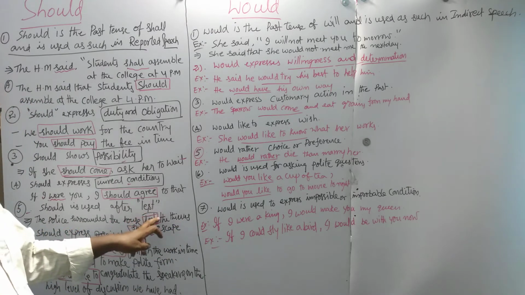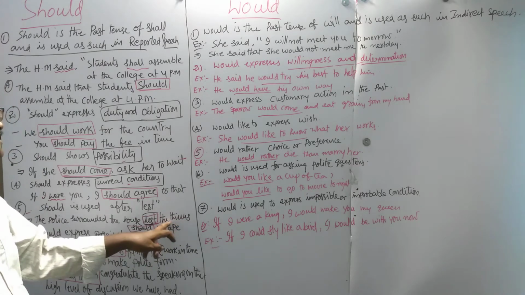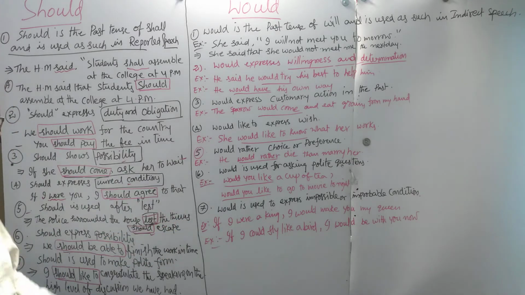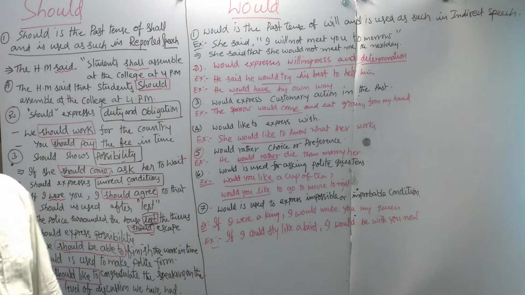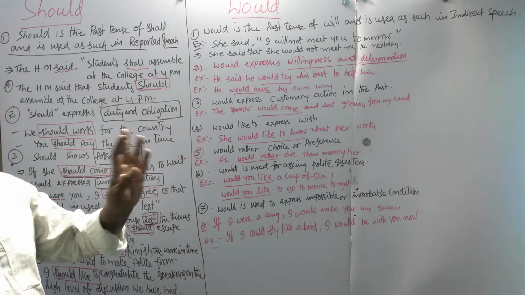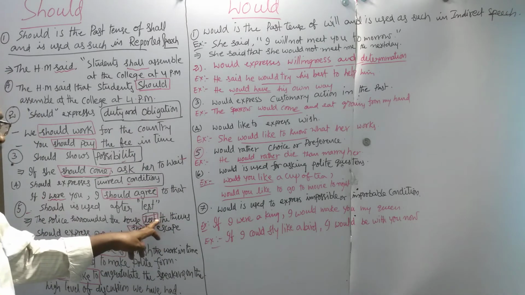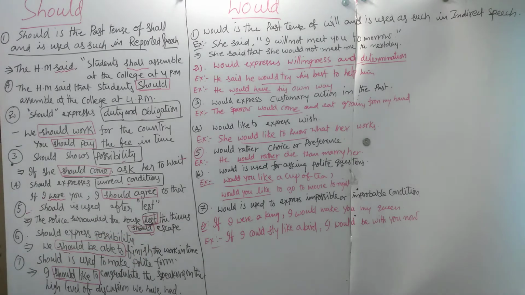Lest is a conjunction. If you take the next clause, the thieves should escape, this is one clause. So before the verb, we have to use should. That means lest is followed by should. After the conjunction lest, we have to use should.